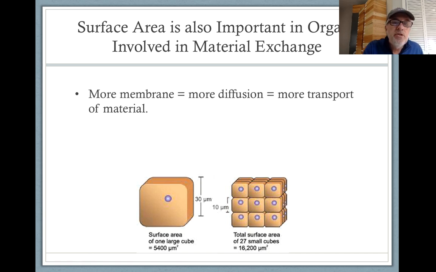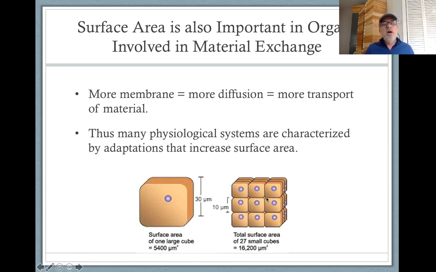Here's an example of this. The surface area of this cube is 5,400 square micrometers. This is a 30 by 30 by 30 micrometer cube. If we break it up into 27 10 by 10 by 10 cubes, the surface area now becomes 16,200 square micrometers. So the more membrane, the more diffusion, the more transport of material. This cell has relatively few surfaces compared to the volume. These 27 cells have a lot more surface area, and therefore they can supply the same volume a lot more quickly.